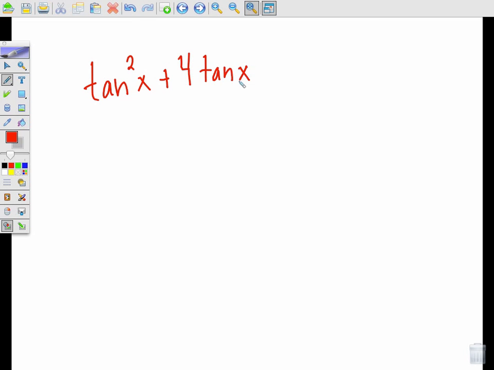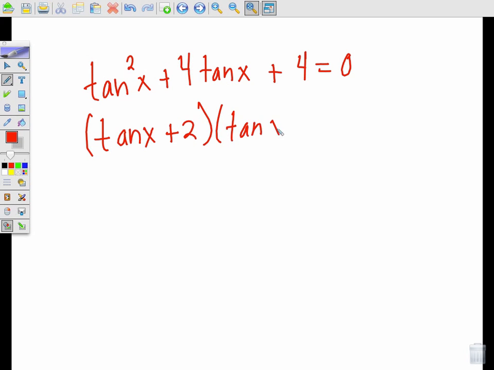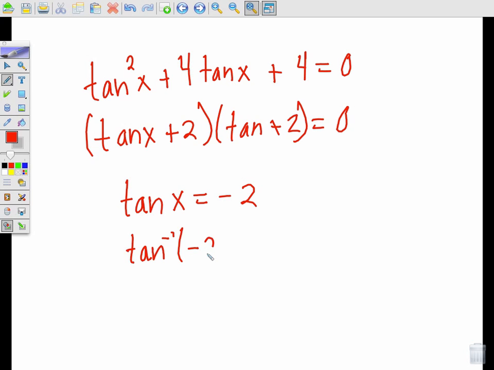We've got tangent squared x plus 4 tangent of x plus 4 equals 0. I'm going to factor this. It becomes tangent of x plus 2 times tangent of x plus 2. So this is asking us, when is tangent of x equal negative 2? So we're going to do inverse tangent of negative 2. This would equal negative 1.107.